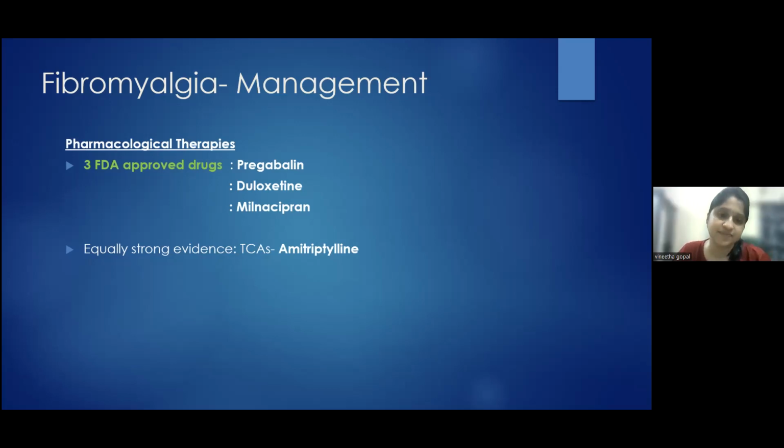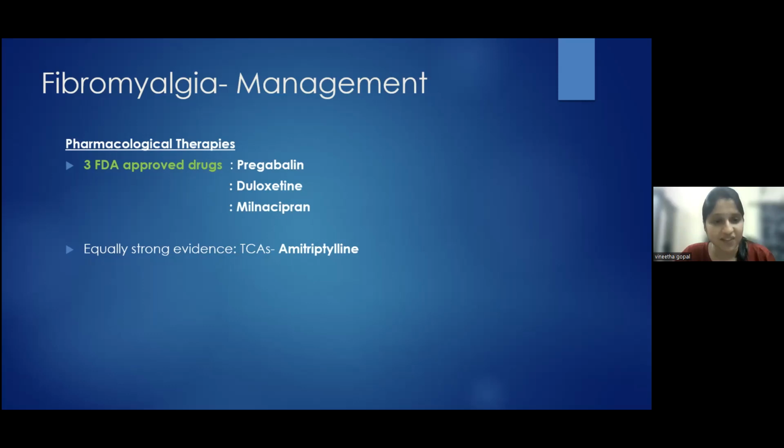Anything else? Duloxetine. Anything else? Two more drugs. For the time being, we'll forget milnacipran. So nobody for pregabalin? Is pregabalin so notorious here? Nobody for pregabalin? Okay, I'm laughing because this is one of the first drugs that I start for fibromyalgia.